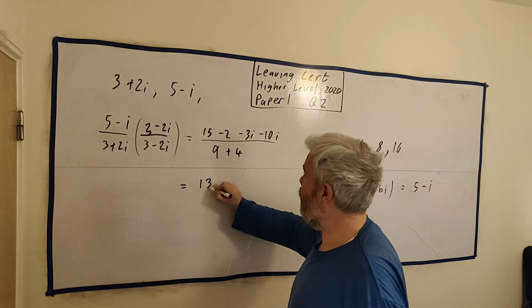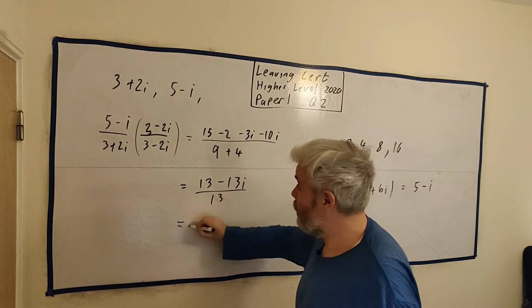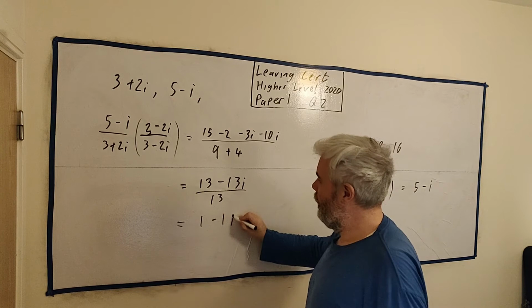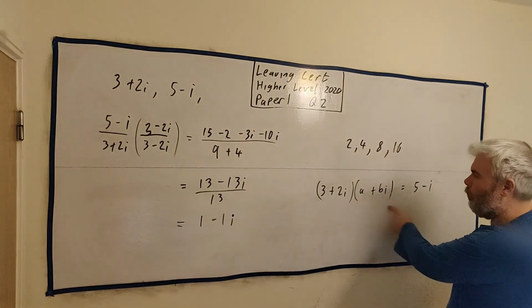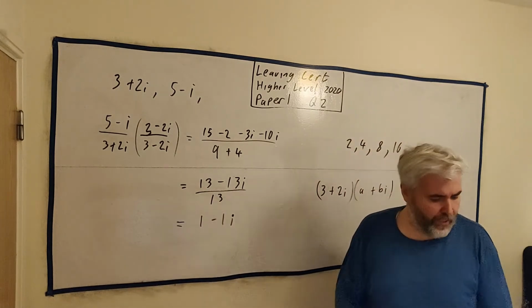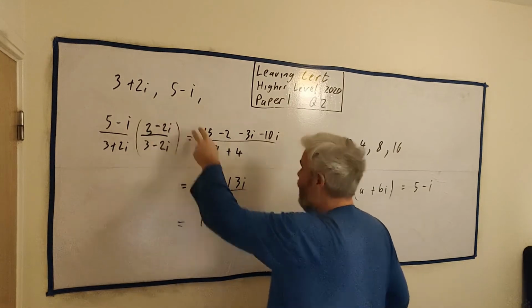So we just need to clean this one up. We get 13 minus 13i divided by 13. Works out quite neatly for us. That goes in 1, that goes in 1. And we get 1 minus i. You would have got the same number here if you did it this way. So that's part 1. We get the common ratio. So this is what must have multiplied this to get here.